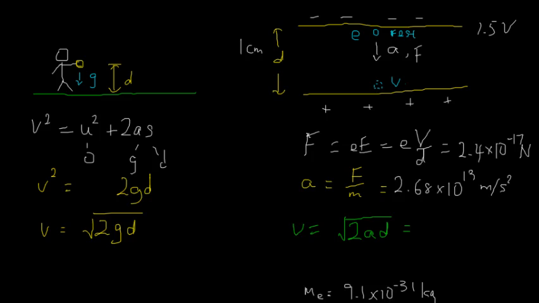okay, this is what I find. 726,000 meters per second. So that's a huge velocity. Not as fast as the speed of light, but a huge velocity nonetheless. So this is the velocity that the electron will reach just before it hits the other wall, after traveling a mere 1 centimeter.